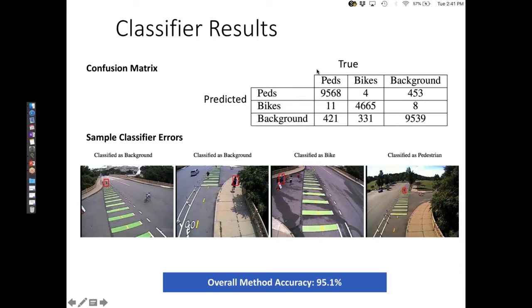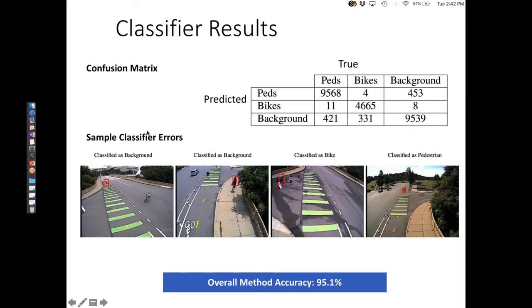So as an example, in the true case of pedestrians being seen and pedestrians being predicted, this is a correct prediction. We have 9,568 predictions. There were 4 times when there was a bike there, but we thought that we'd seen a pedestrian. And for example, there were 11 times where there was a pedestrian there and we thought that we'd seen a bike. So with any methods, I think this is also something to point out for the attendees: no method is completely 100% accurate. Our method showed 95% accuracy.